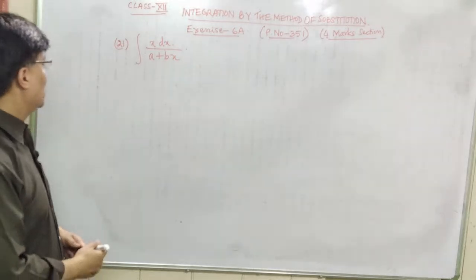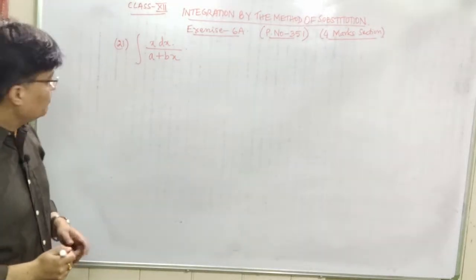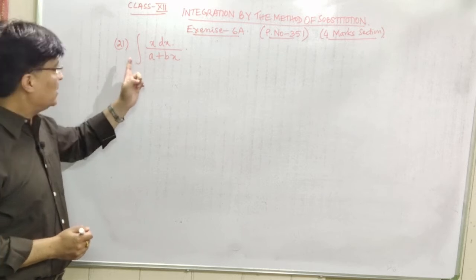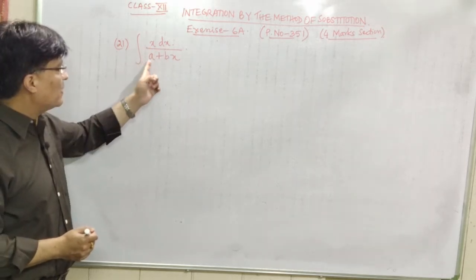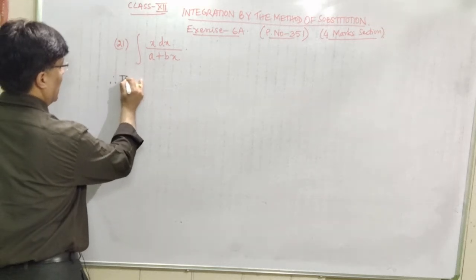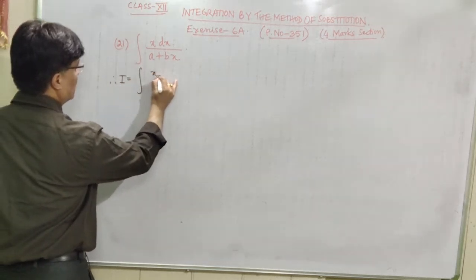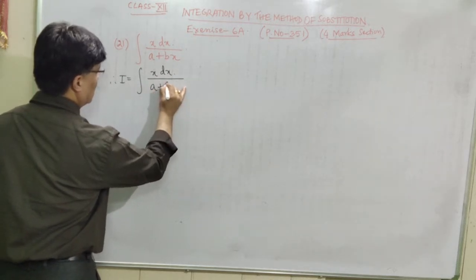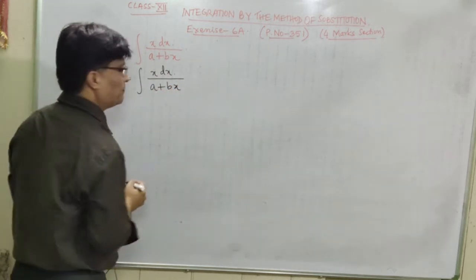So now we'll do the next question, that is question number 21. Here given is the integral of x dx divided by a plus bx, which you have to find. So let us first write down I is equal to integration of x dx divided by a plus bx.